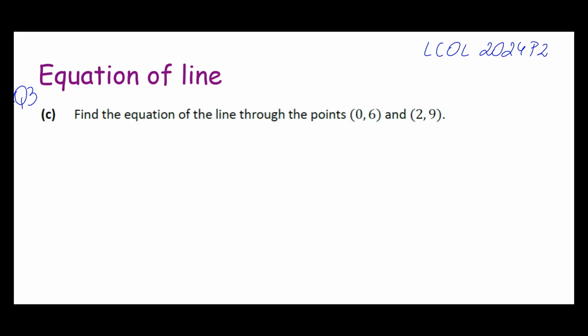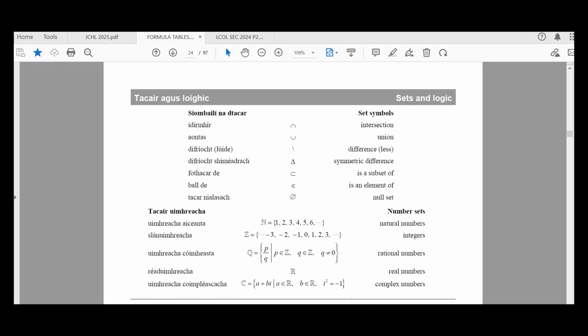Something that comes up every year in your Leaving Cert is the equation of a line. So we need to find the equation of a line, and the line goes through the points (0, 6) and (2, 9). So how do we find the equation of the line? We go to our maths tables to look for the appropriate formula.